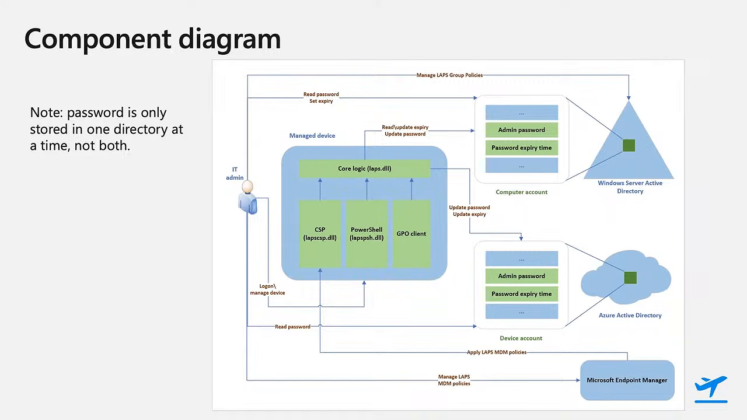laps.dll. Now, this is an all-in-one diagram where we have two directories over on the right-hand side, Windows Server Active Directory as well as Azure Active Directory. Now, I do want to make a point that the device can back up and manage the local admin account password to one of these directories, but not both. As I said, policies can be managed via Microsoft Endpoint Manager or also via the on-premise group policy.